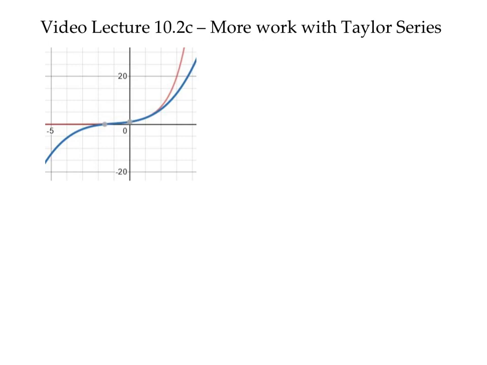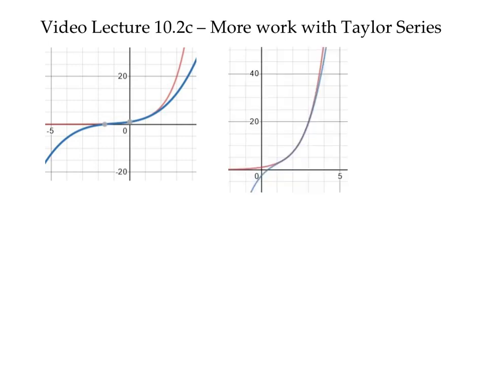Now compare that to the next graph, which is the Taylor series for e to the x, but this time centered at x equals 2. I think it's pretty obvious that in this one, the convergence is starting not at 0 anymore. In fact, it's not even converging that well at 0, but the convergence here is starting at x equals 2.